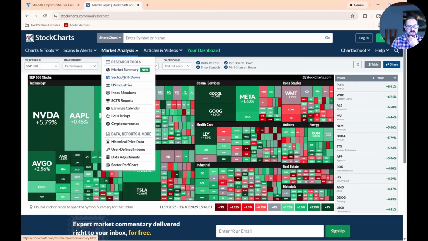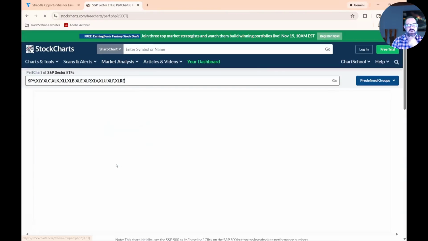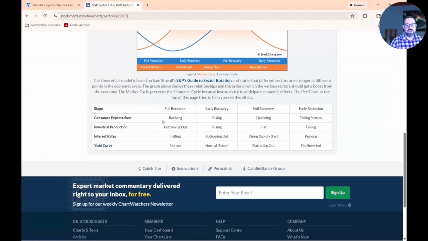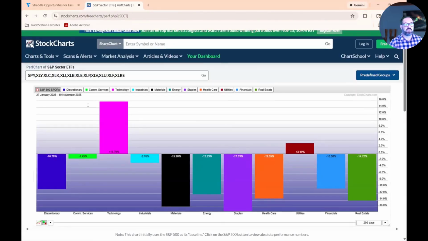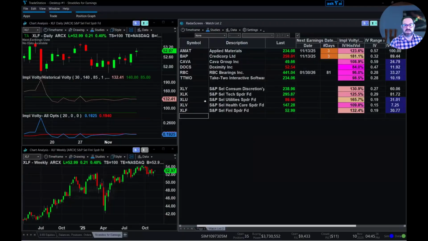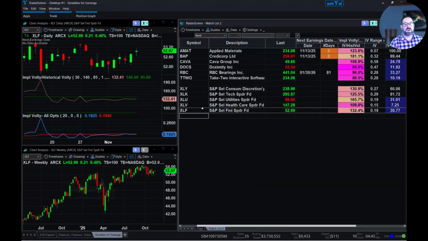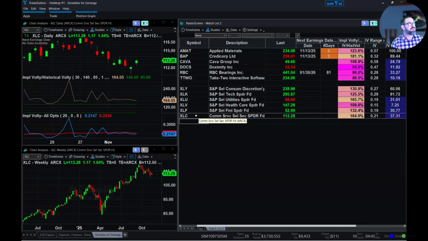Here's a sector drill down, but oh, there it is, sector performance chart. That's what I want. Okay. And, oh, there they are. So I'll pull this off the page for a moment. And now I've got them all. So we have XLY already, communications. We need XLC. What else do we have?